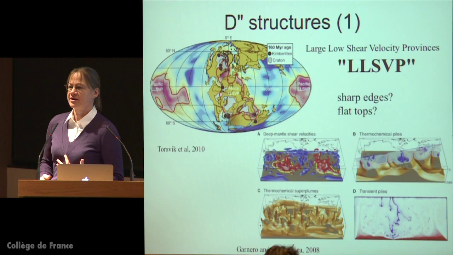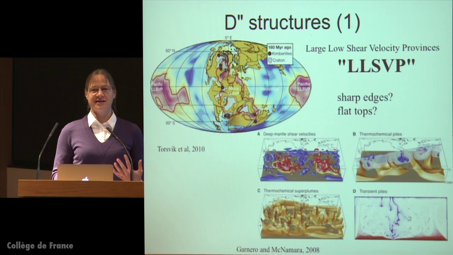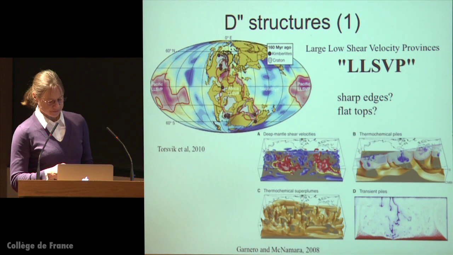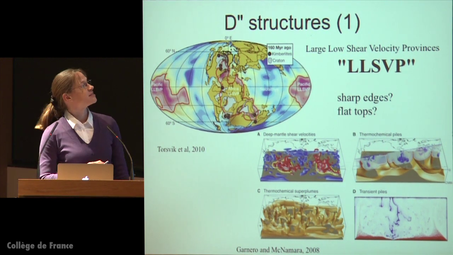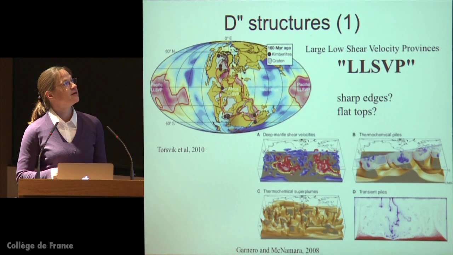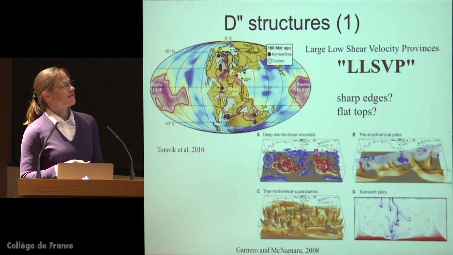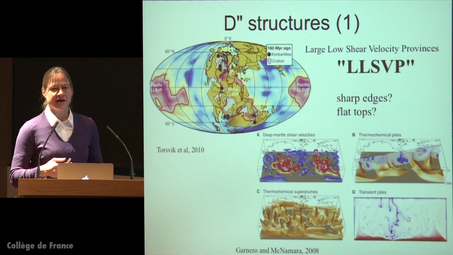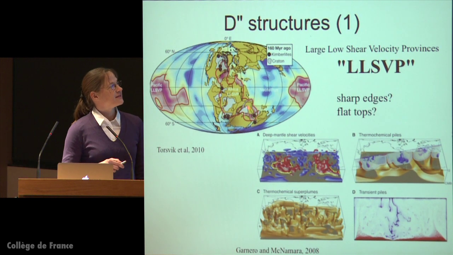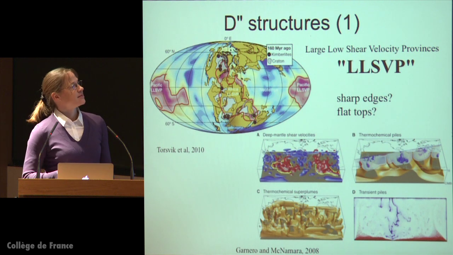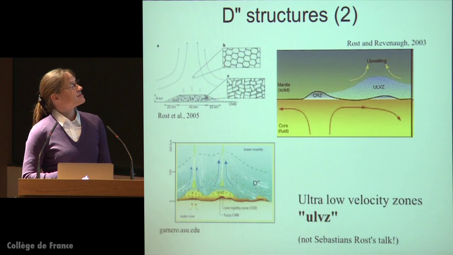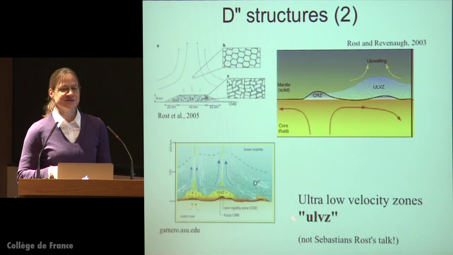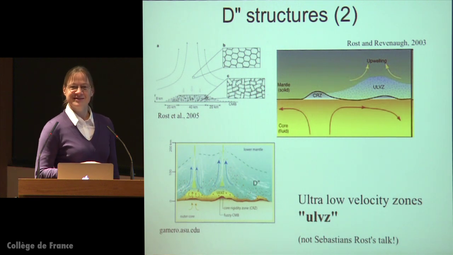But going back to the lower mantle and the structures that we have in the lower mantle, there was some talk about the large low shear velocity provinces under the Pacific and under Africa, and whether they have steep sides, flat tops, sharp edges, and questions like that. These things have been looked at and modeled recently, and that's one of the big observations there. And the other one is very small scale structure, and unfortunately it's not in Sebastian's talk, even though we thought it would be there.